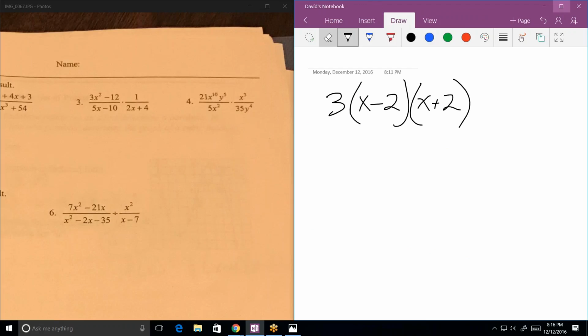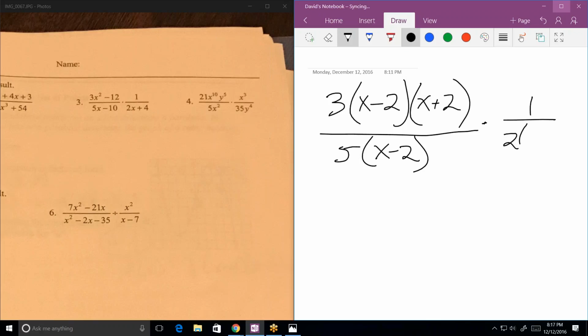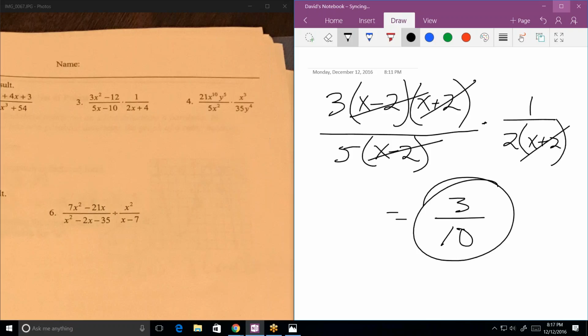So now we've factored the top. And then the bottom, we could factor that, like greatest common factor. So it'd be 5 times x minus 2. And then for 2x plus 4, it would be 2 times x plus 2. And now, what's your answer? So it would be 3 over 10. That's it. And that's for all x, no matter what x is.